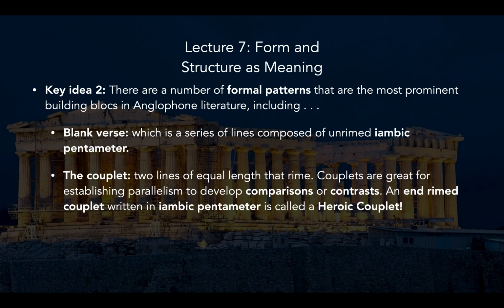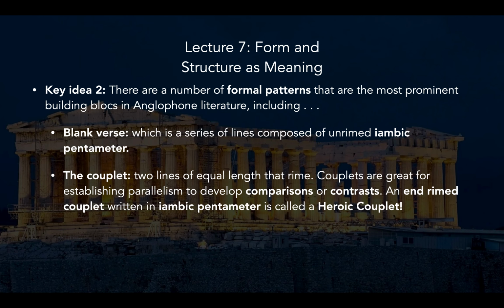Another example of a conventional formal pattern is the couplet. Those are two lines of equal length that rhyme back to back with one another. If you have a really good memory, you would remember that the Canterbury Tales are all written in couplets, and they're all in iambic pentameter, which is something called a heroic couplet. So iambic pentameter in rhyming couplets are called heroic couplets. It's just a nickname for them.